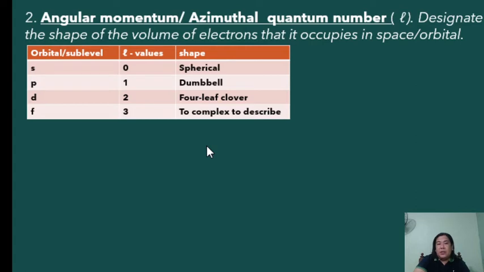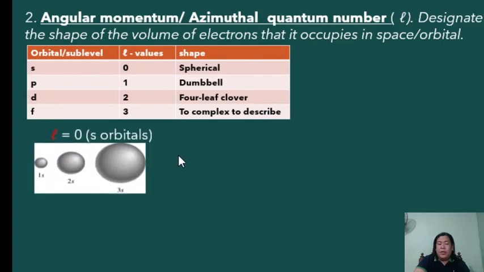Since the angular momentum quantum number describes the shape, in the s orbital, the shape or orientation of the electron found in the s sublevel is spherical. The p orbital is dumbbell, the d orbital is the four-leaf clover, and followed by the f, it's too complex to describe. I have here the orientation of the s orbital.